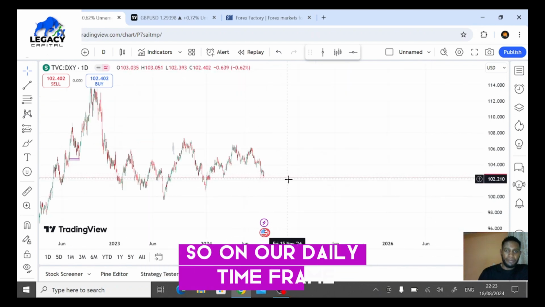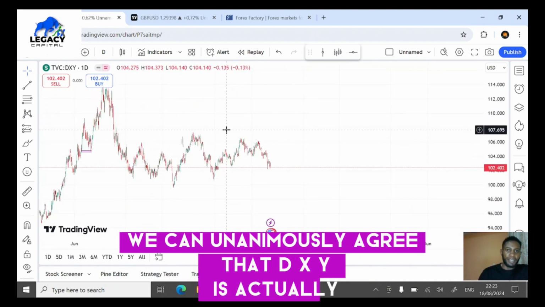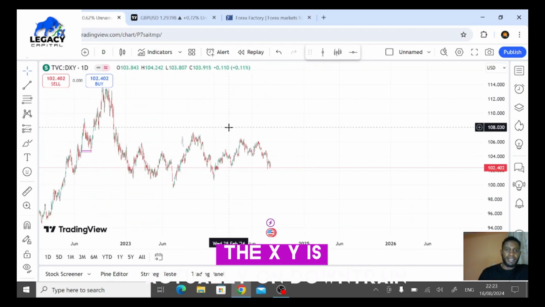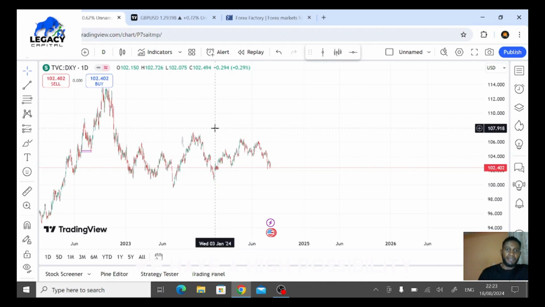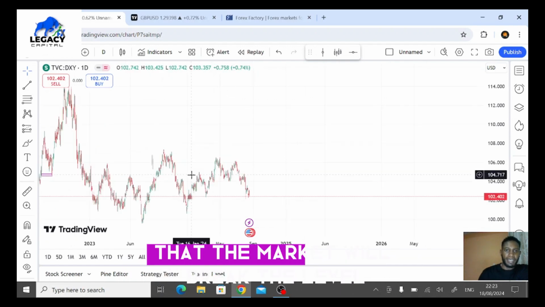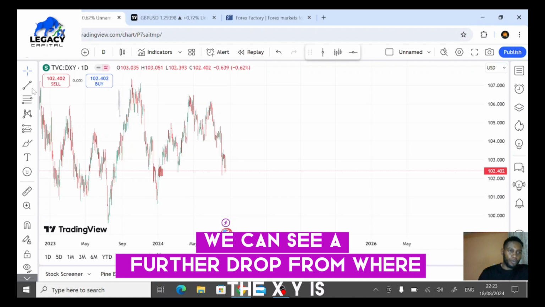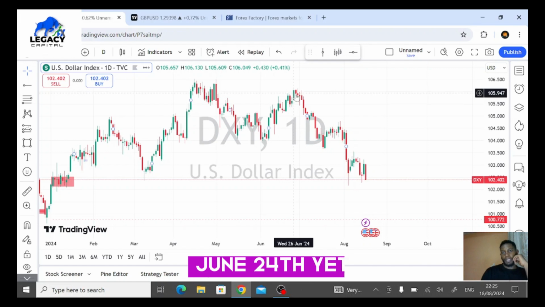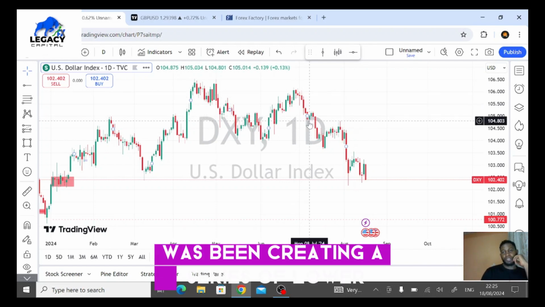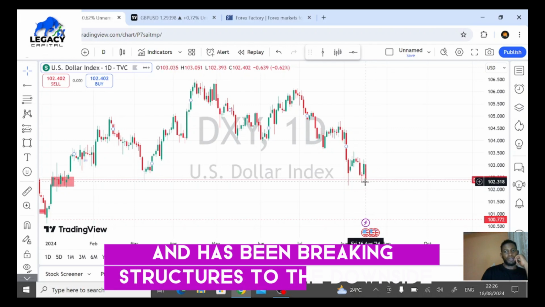So on our daily time frame, we can unanimously agree that DXY is on a downtrend, though it is at a key level. We have a high possibility that the market will break the level. We can see a further drop from where the DXY is now. If you notice, right from June 24th, the DXY has been creating a series of lower lows and lower highs and has been breaking structures to the downside.